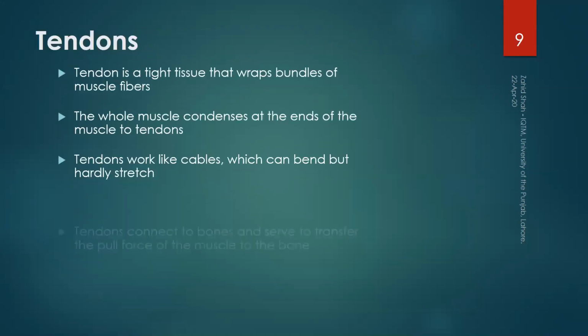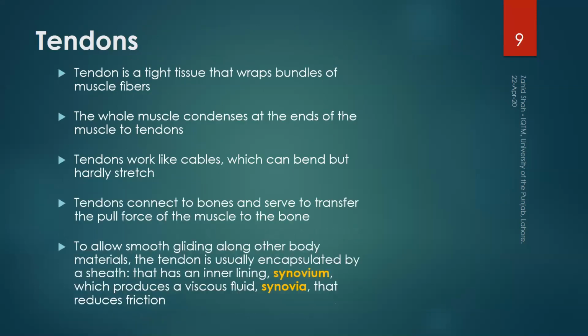One important structure that we have not discussed so far: we have discussed bones, ligaments, cartilage, and joints, and we will discuss muscles. But one important structure related to muscles is tendons. A tendon is also a connective tissue that wraps bundles of the muscle fibers. So the muscle condenses at the ends of the muscle to the tendon. Tendons are the ending part of the muscles where the muscle attaches to the bone. Tendons work like cables which can bend but hardly stretch.